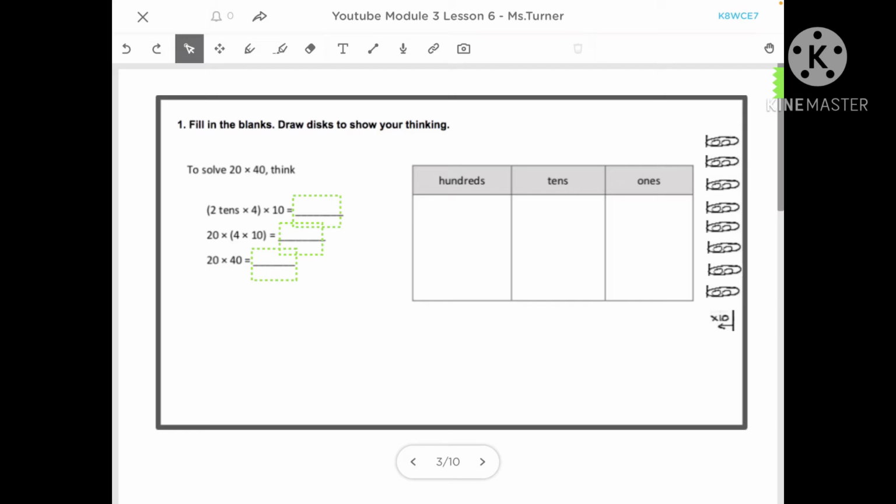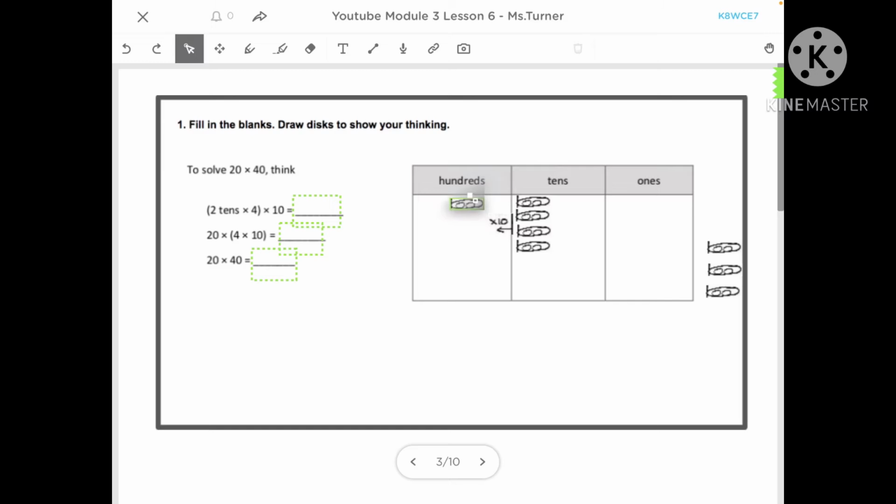So this time, y'all, we have 2 10s times 4 10s. All right. So the first thing that we're going to do is we're going to make this number smaller to work with, and we're going to multiply 2 10s times 4, which is the same thing as saying 4 groups of 2 10s. So if I have 4 groups of 2 10s, that means I'm going to need to drag over 4 groups of 2 10s to my tens place, and then I will be able to multiply by 10.